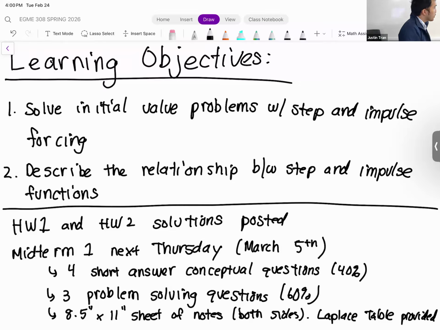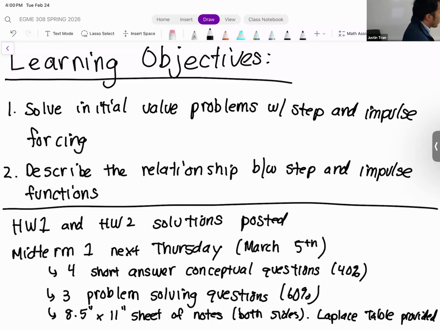So I did post the solution for homework 1 and homework 2 today. I did grade your homework 2 today as well. So those are posted on Canvas for you. You will find them in the week 6 page. If you go to week 6 on the Canvas site, you'll see that there are 2 PDFs at the bottom. One of them is homework 1 solution, the other is homework 2 solutions.